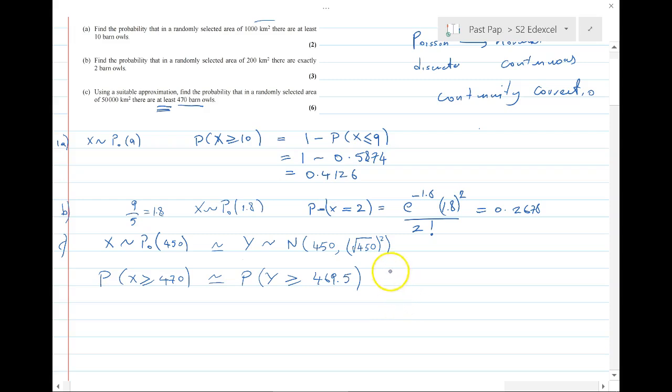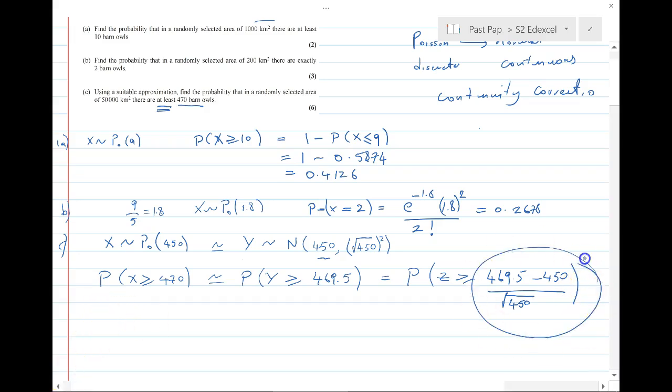So now we're going to transform to the z distribution. So probability that z is greater than or equal to, now we want 469.5, take away the mean, which is 450, divided by the standard deviation, which is equal to the square root of 450. Okay, so now working this number out on the calculator, I'm getting 0.919238 and a load of other stuff, but I know the tables only go to 2 decimal places, and it's pretty close to 0.92.